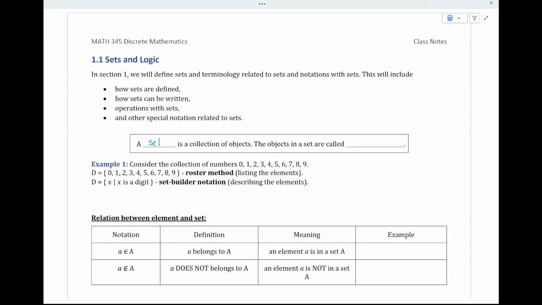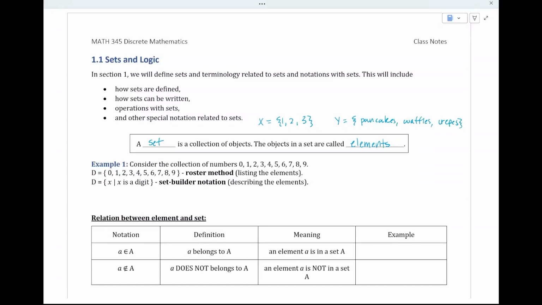A set is a collection of objects. The objects in the set are called elements. So I'll write a couple of examples up here. The set X contains the elements 1, 2, and 3, which are numbers. So sets can contain numbers. Another set, let's call it Y, contains pancakes, waffles, and crepes.